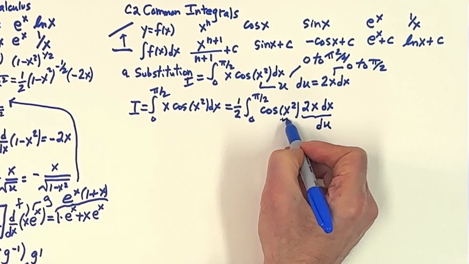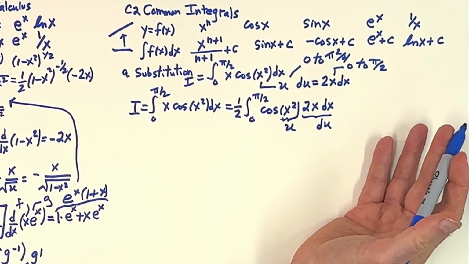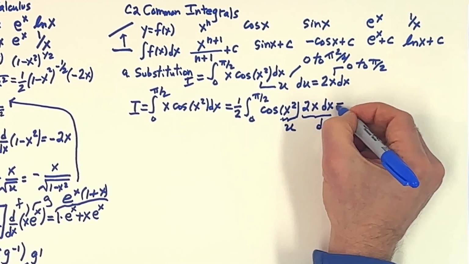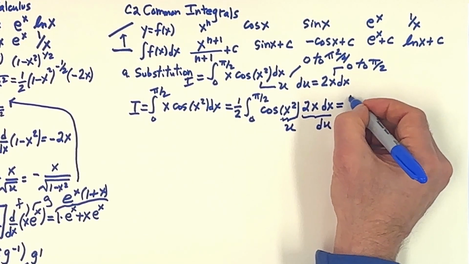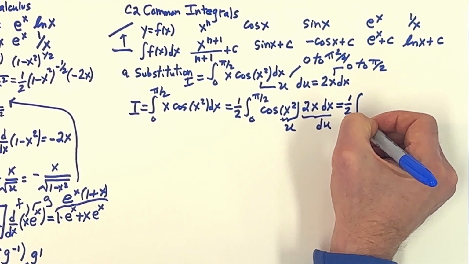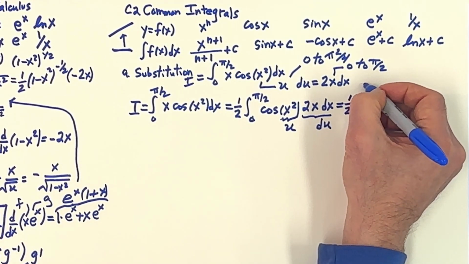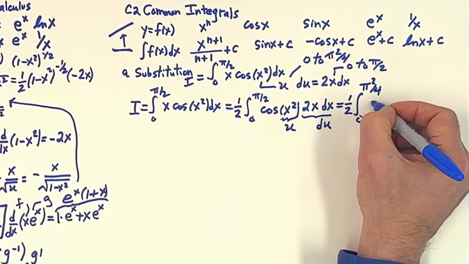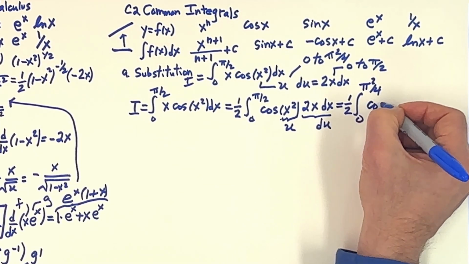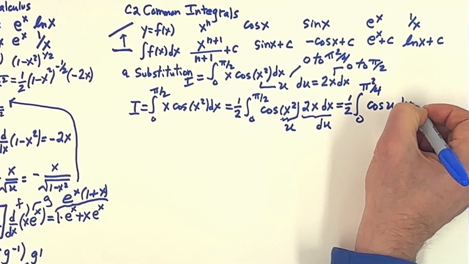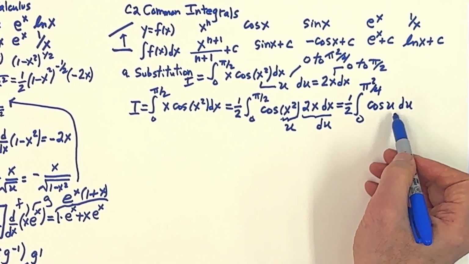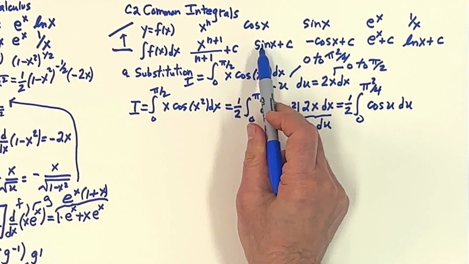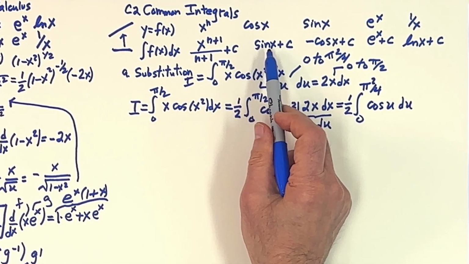And you see now things are melting away. This is cosine of u. All I have to do here is change the limit of integration, because I'm integrating with u now, from 0 to pi squared over 4. And then I have the cosine of u du, a very friendly integral. In fact, I know what that's going to be. That's going to give me the sine.